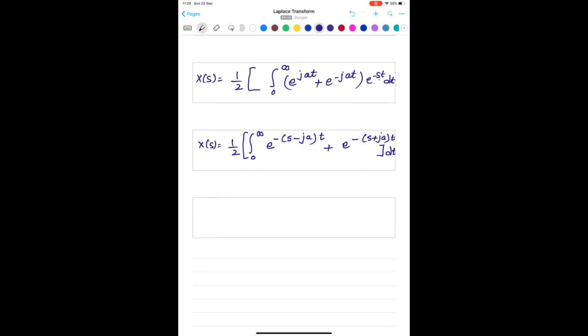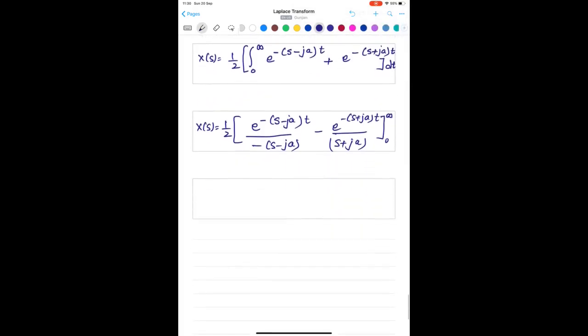So if you will take the integration of it, then it will be 1 by 2 e raised to the power minus s minus j a t divided by, and this is, and the limits of integration for both of them are 0 to infinity.